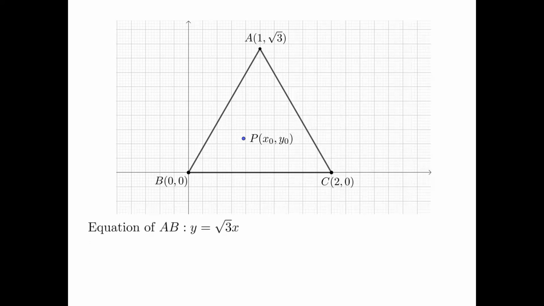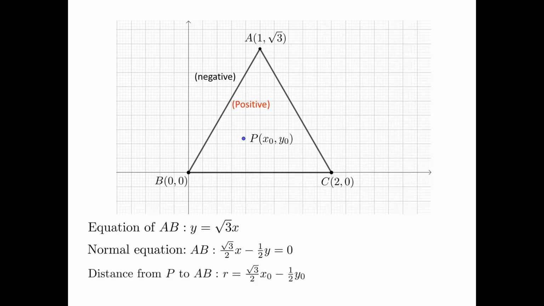Similarly, we have the equation for AB. That's easy: y equals square root of 3 x. Normalize this by dividing by 2 on both sides. We get square root of 3 divided by 2 x minus 1/2 y equals 0. You can test that this time P is on the positive side of that equation. In other words, when we calculate the distance R from P to AB, we simply plug in: R equals square root of 3 divided by 2 x0 minus 1/2 y0, which is positive.